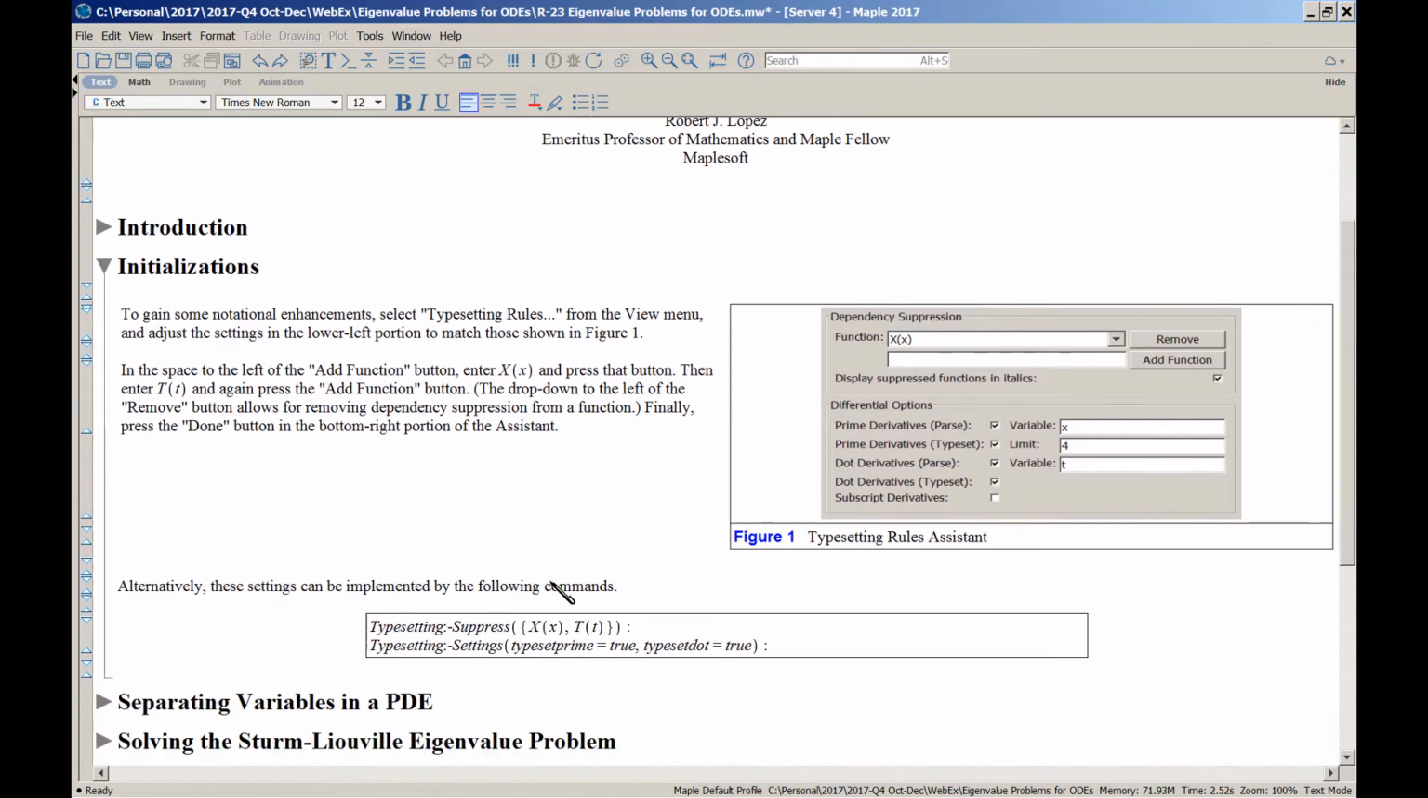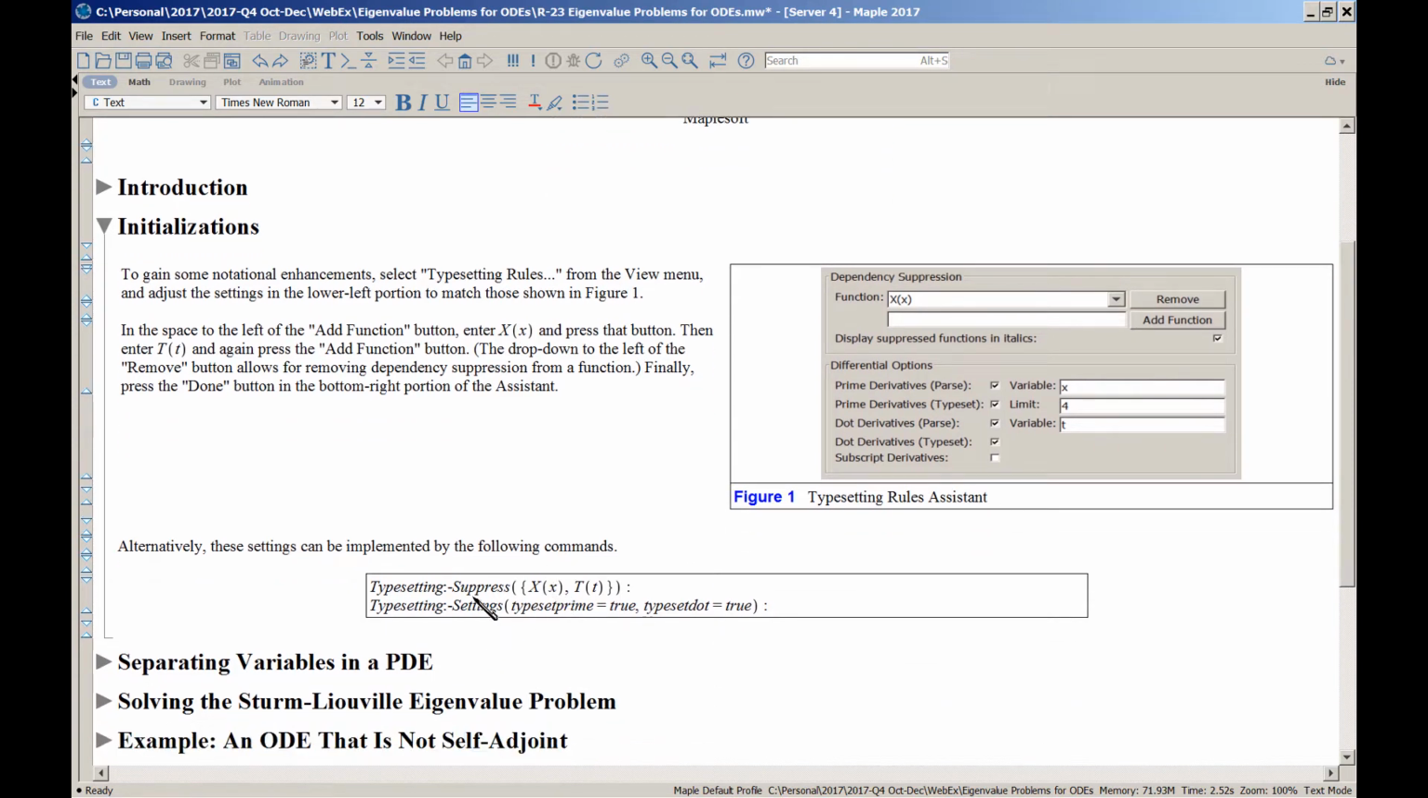Now equivalently, if you're using commands, you would have to type these two commands. The suppress option suppresses the display of the independent variable, and the prime and overdot for differentiation is set with this command.